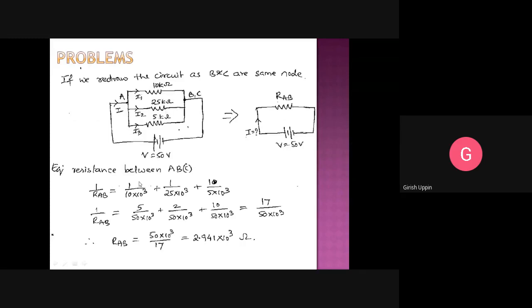So how to find the equivalent resistance? 1 by RAB is equal to 1 by 10,000 plus 1 by 25,000 plus 1 by 5,000. So if you calculate this, you get 1 by RAB is equal to 17 divided by 50,000. So you reciprocate, RAB is 50 into 10 raised to 3 divided by 17. That is correct, 2.94 into 10 raised to 3.